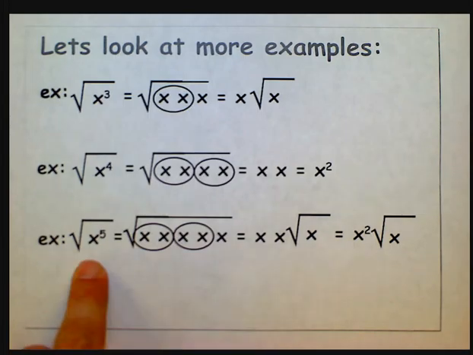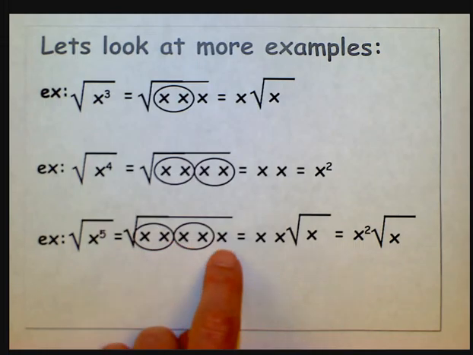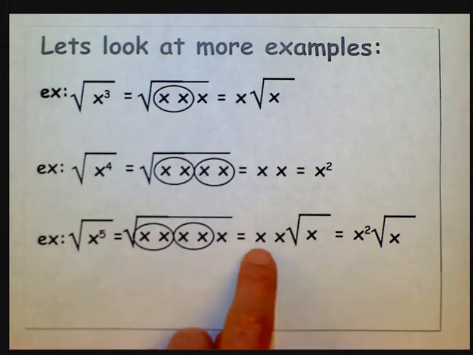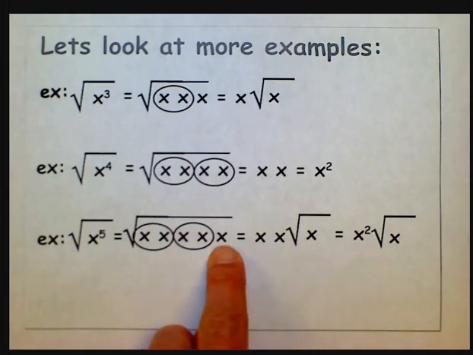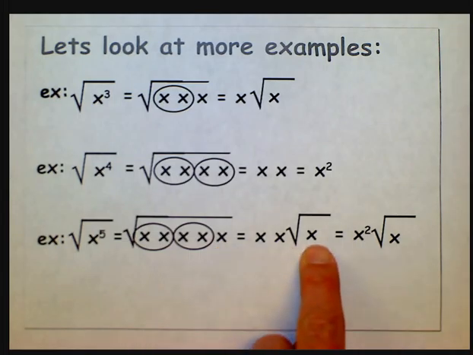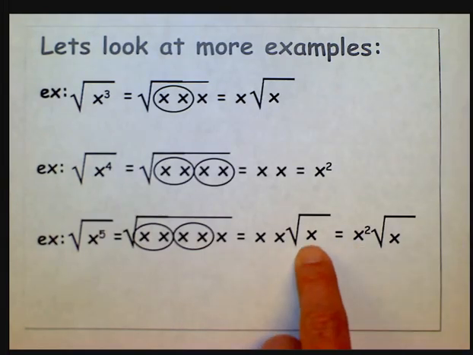Let's look at the square root of x to the fifth. That's the square root of x times x times x times x times x. So two in, one out. Two under, one out. This one doesn't have a partner, so it has to stay underneath the radical. So I have x times x on the outside, which becomes x squared, and I'm left with one x on the inside. So you can kind of see the pattern.